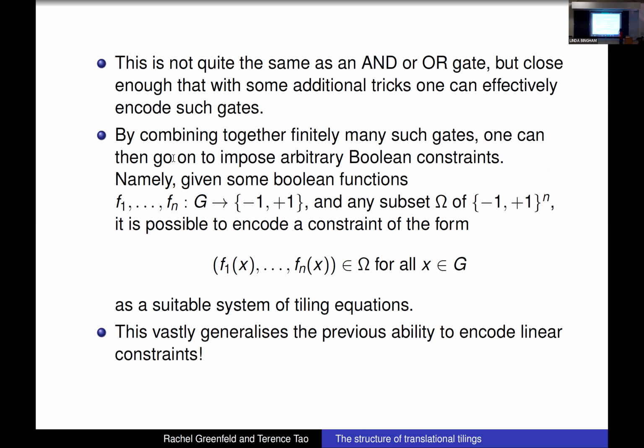And then after a few rather routine tricks, you can encode any Boolean constraint. If I have a finite number of Boolean functions and some subset of values that these Boolean functions can take, some subset of the n-dimensional Boolean cube, I can make any constraint, not just a linear constraint, which is what we could do before, but any nonlinear constraint between n Boolean functions. It turns out to be encodable as a system of tiling equations by modifications of the tricks that I just showed. So now we can do all Boolean assertions. Now, Boolean algebra is still decidable, so we're still not done yet.